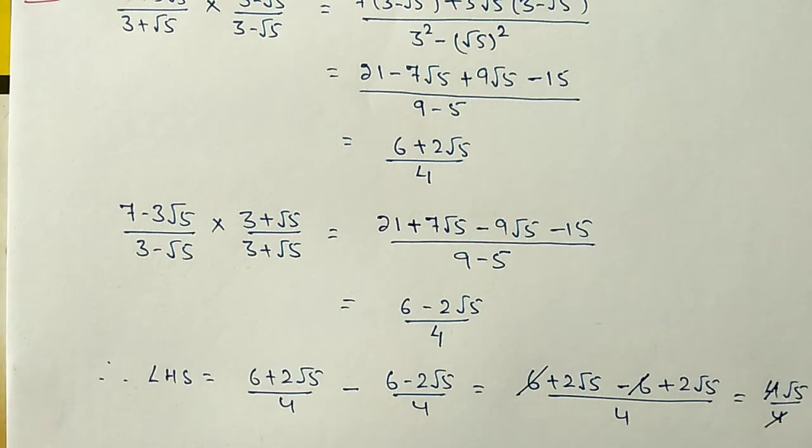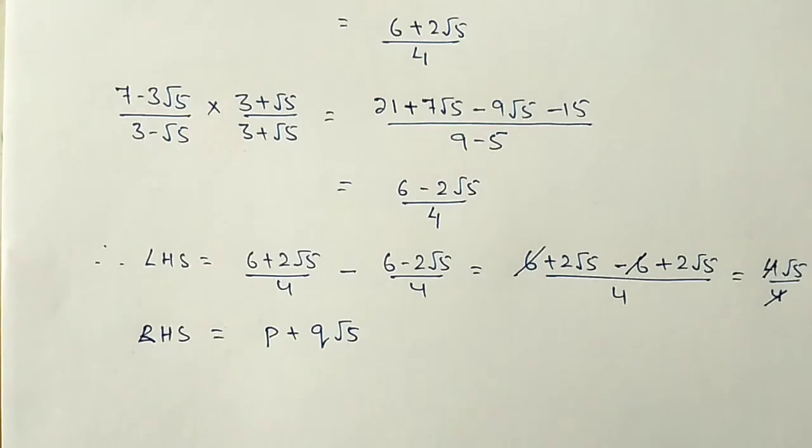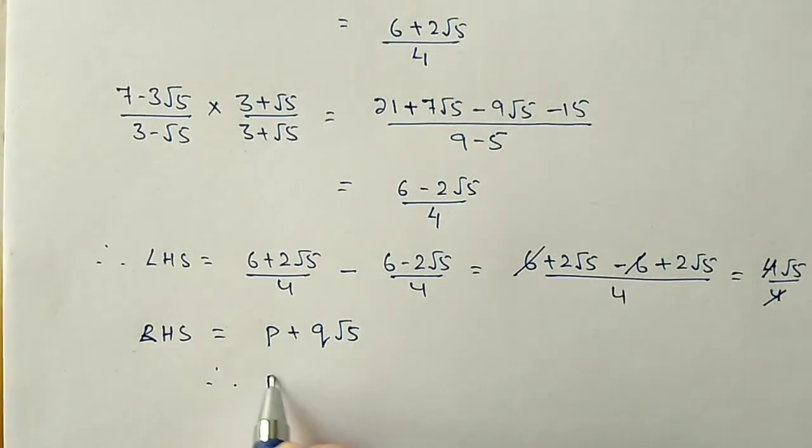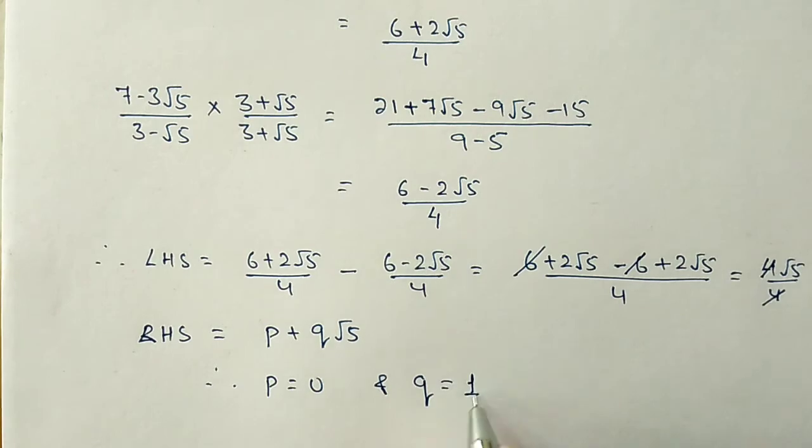Now this we have to compare with the right hand side. Right hand side is p plus q root 5. So p is not there here. It means the value of p is equal to 0. Therefore p is 0, and q value is, what is the coefficient of root 5 here? 1. So q value is equal to 1.